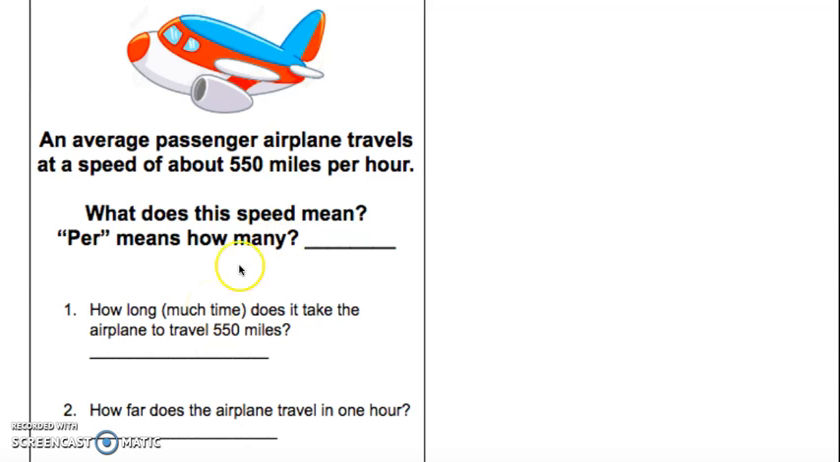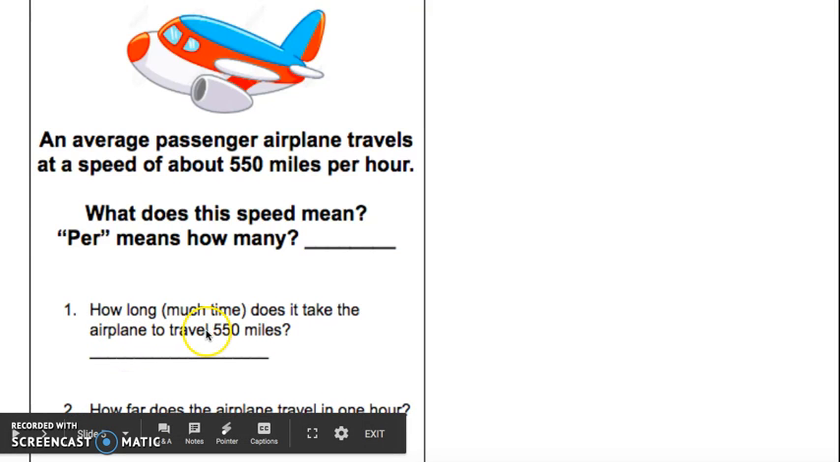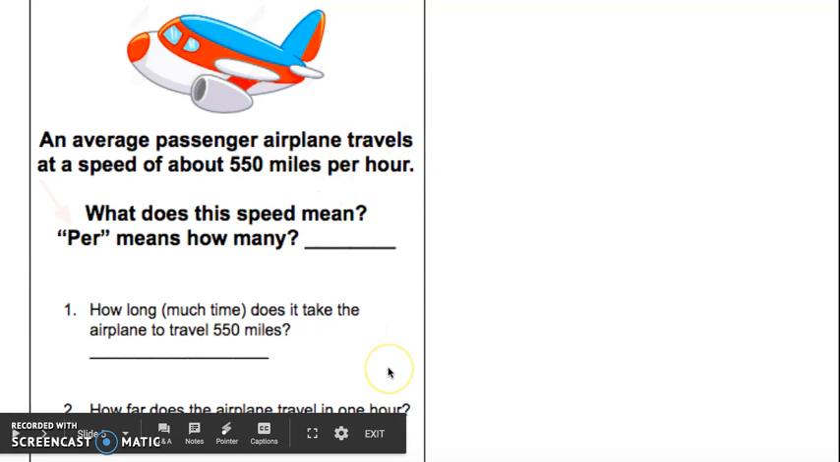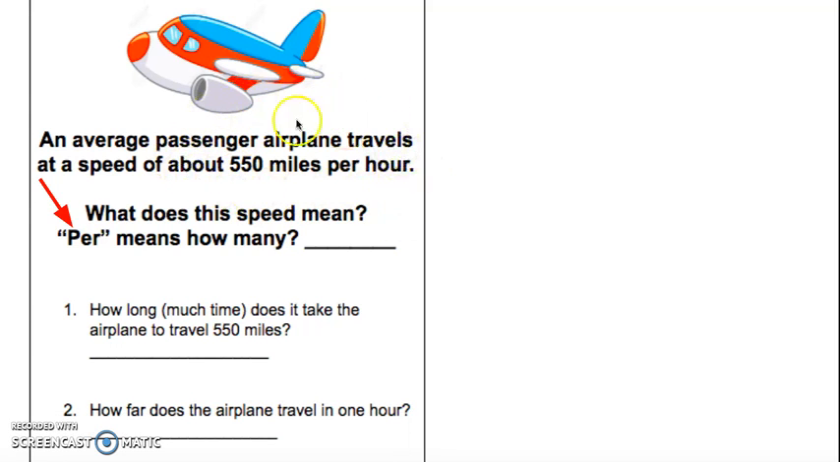Okay, students, so now you know 2 numbers. You have this number and you know this number that is before the hour. Number 1, how long or how much time does it take the airplane to travel 550 miles? How much time? How far does the airplane travel in 1 hour? So looking up here, how far did the airplane go in 1 hour?